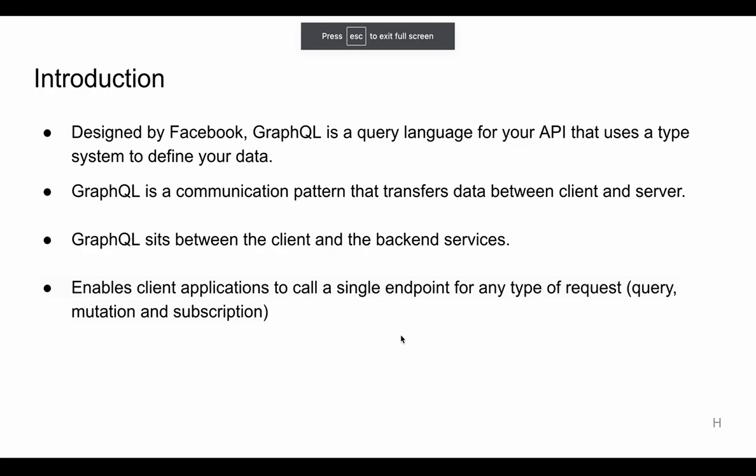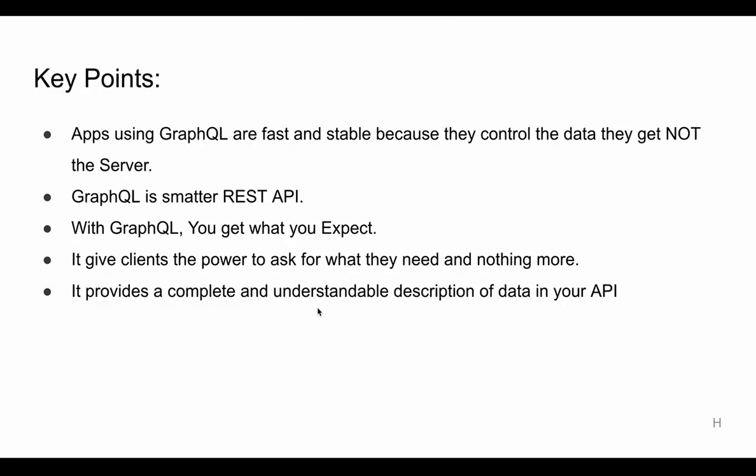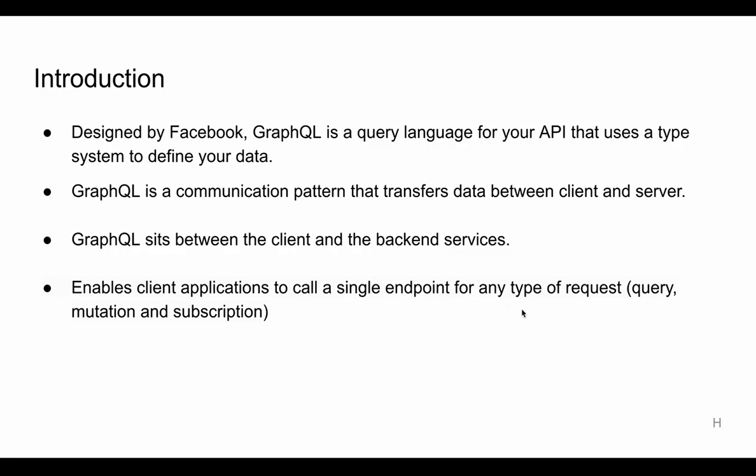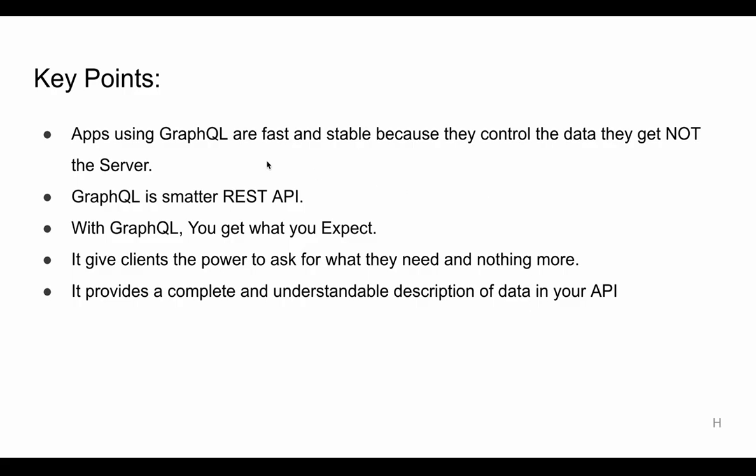GraphQL has a large number of new features, like it enables a client to call only a single endpoint for many requests. We don't need to write a large number of endpoints like we write in REST API. We just need a single endpoint that is /graphql, and this endpoint does all our functionality for us. So the key point for GraphQL is that applications using GraphQL are fast and stable because they control the data, not the server, as I have already mentioned. GraphQL is the smarter REST API. The client decides what data he needs, so it is a smarter REST API.